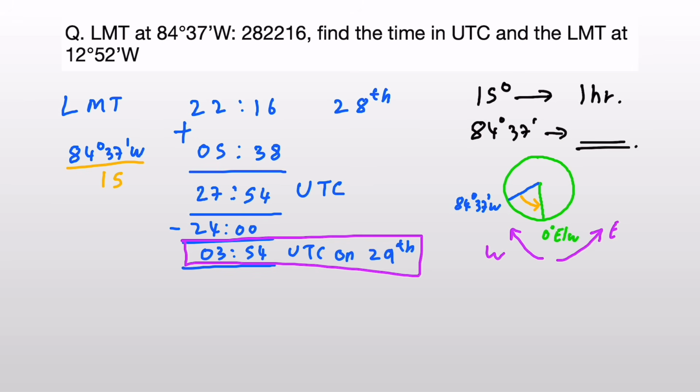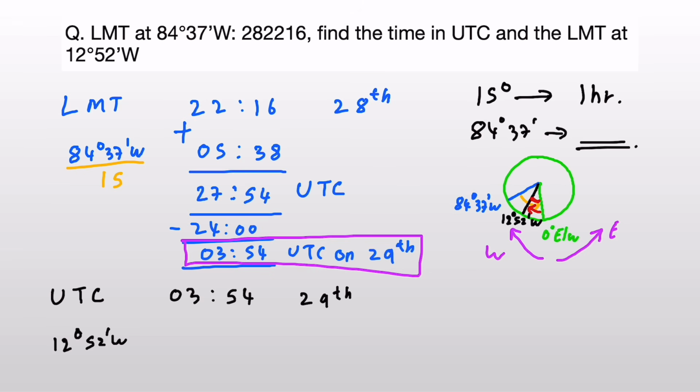So now I have the time in UTC. I will write UTC 0354 on 29th and I need to find the time at 12 degrees 52 minutes west. So now if I use the same diagram, 12 degrees 52 minutes would lie somewhere here, which is the black line or the black longitude. Now what do we find? We find the angle it is making with the prime meridian and then we see if it is west or east of the prime meridian. In this diagram we can see that this is west of the prime meridian, obviously because the longitude is west.